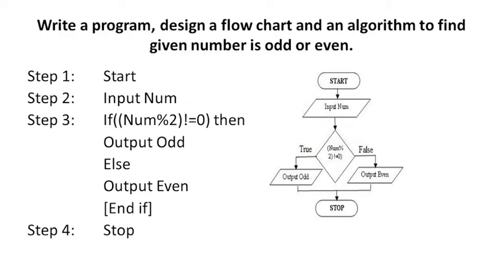Next, write an algorithm and design a flowchart to find whether a given number is even or odd. For that: start, input num. Here we are going to check the condition for whether the number is even or odd. Num modulo 2 is not equal to 0. If it is not equal to 0, then it is an odd number. Otherwise it is an even number. The same thing we are going to write in the algorithm and also the flowchart. Start, input num, num modulo 2 is not equal to 0. If it is true, the number is odd. If it is false, the number is even. Stop.